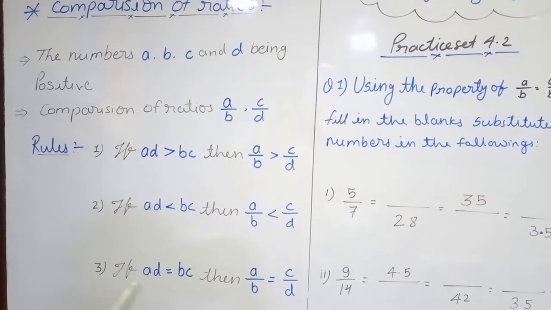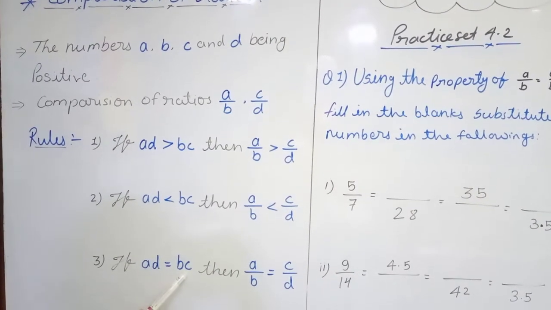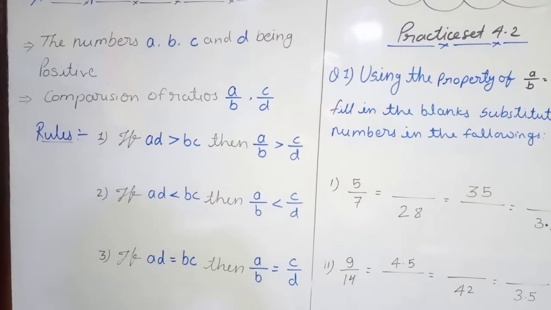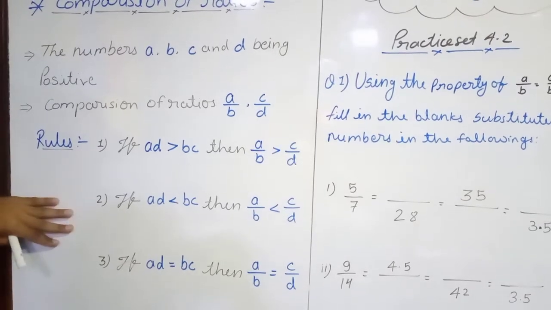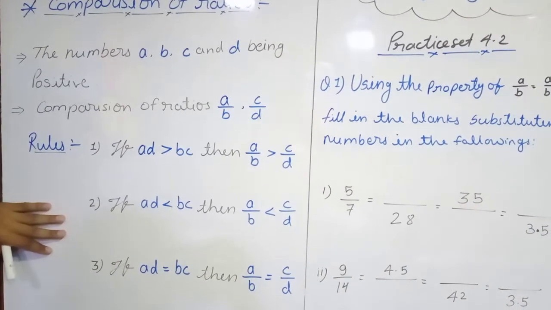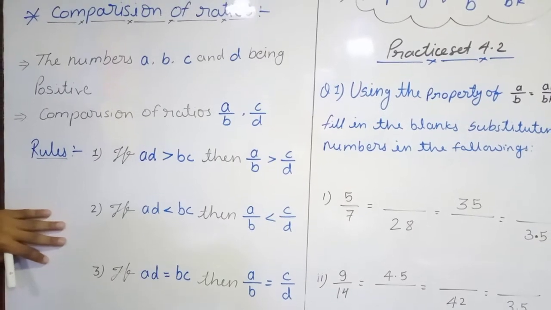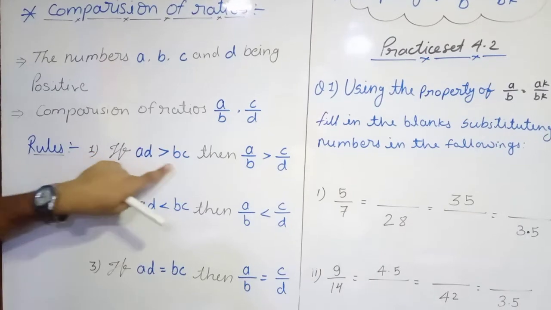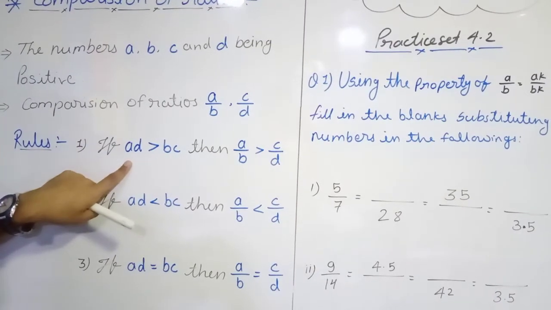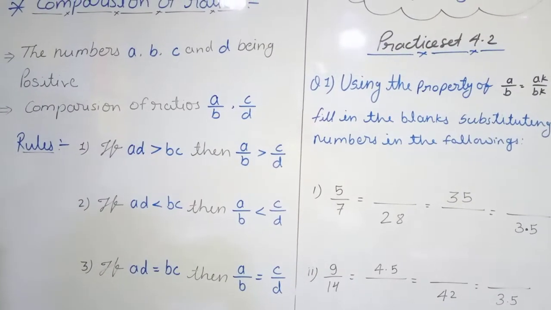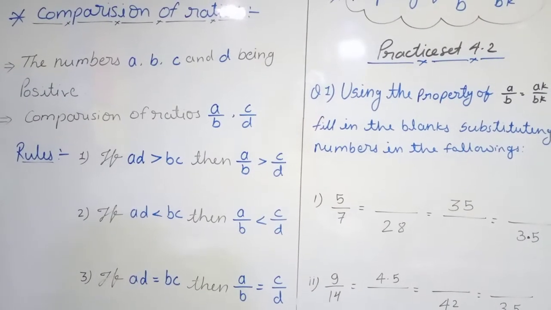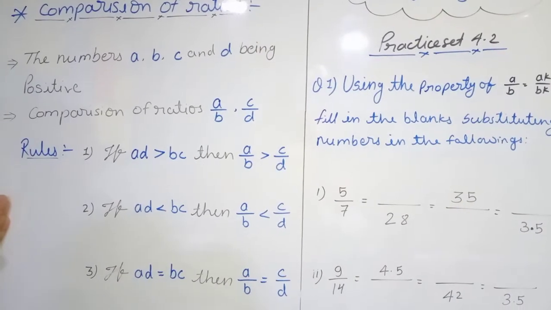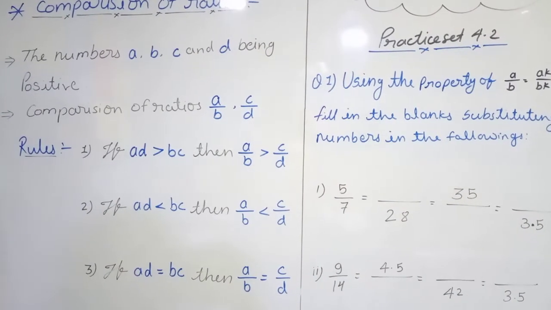And the third one: if AD is equal to BC, then both the ratios are equal, A upon B is equal to C upon D. Whenever we are comparing the ratios and all the digits involved are positive, we have to do the multiplication like AD and BC. On the basis of that, we decide which ratio is greater, which one is smaller, or whether both are equal. These few things we have to keep in our mind at the time of the comparison of ratios.